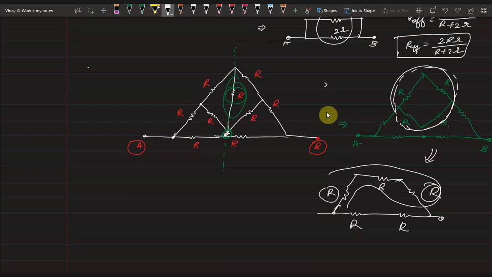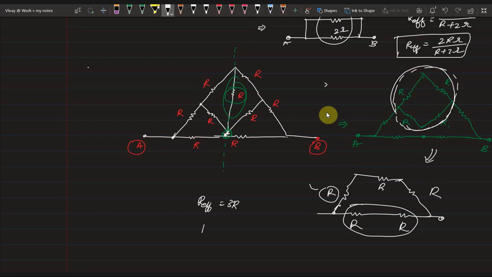Then the upper three resistors are in series or in parallel? Series. So the effective resistance is 3R. And the lower two resistances are also in series, so the effective resistance is 2R. Now 2R and 3R are in parallel. Their effective resistance is 3R into 2R divided by 3R plus 2R, which is 6R by 5. This is the answer.